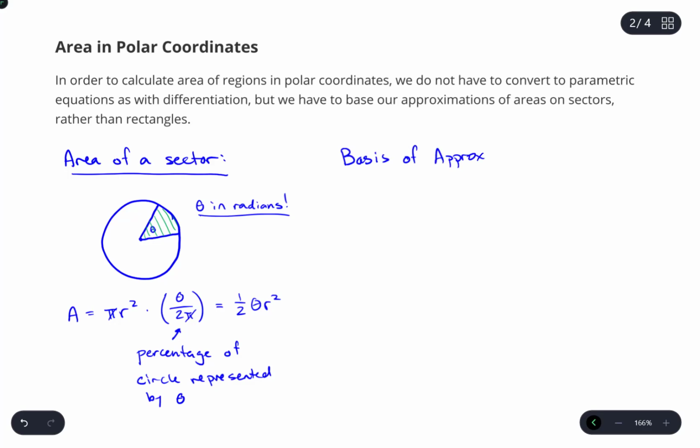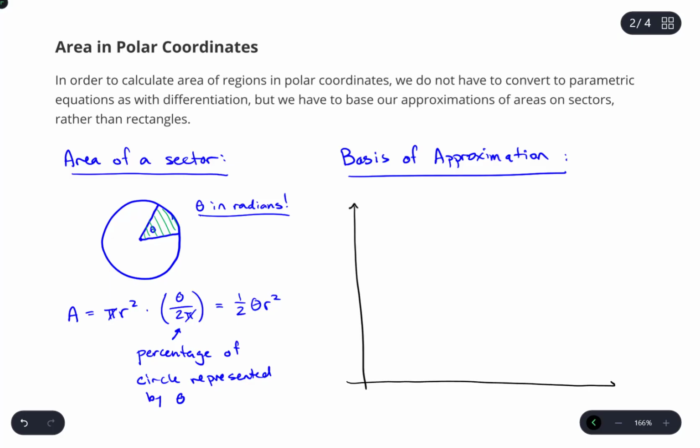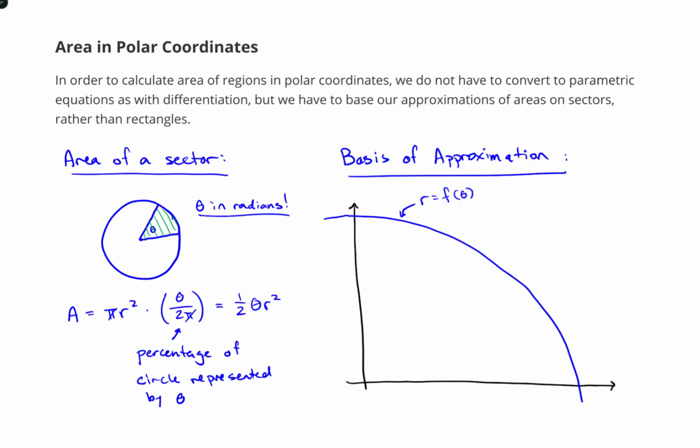And let me show you what we will do with that. Okay, so suppose we have some function r of theta, actually I'll say r equals f of theta. So the radius of this curve, so we're in polar coordinates, is based off of some function in terms of theta.